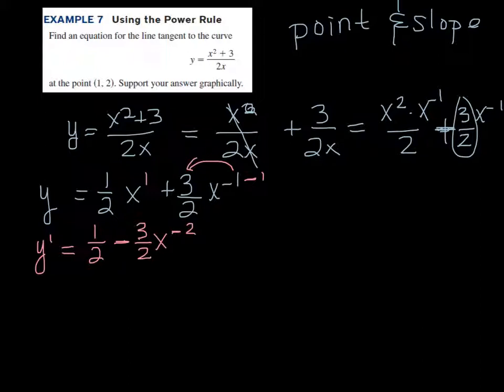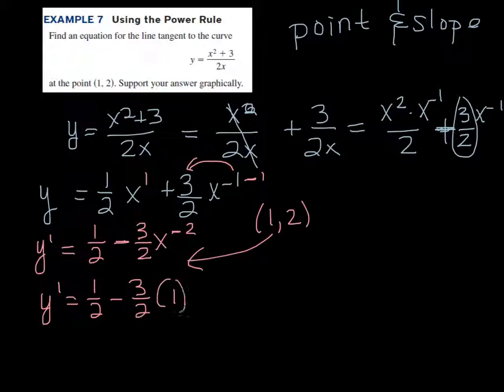Now the slope at x equals 1 is going to be, the point that I'm looking for is (1, 2). So to find the slope at x equals 1, I'm going to have to plug into my derivative formula. So y prime equals 1/2 minus 3/2 times 1 to the negative 2, and 1 to any power is just 1. So this becomes 1/2 minus 3/2. 1 minus 3 is negative 2. Negative 2 over 2 is negative 1. So my slope is negative 1.